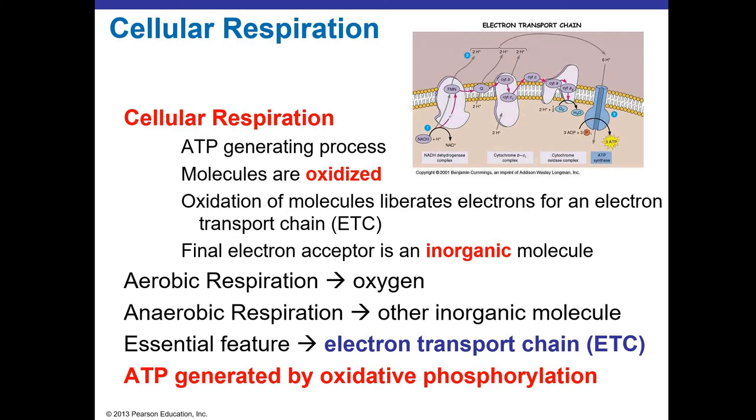In cellular respiration, the final electron acceptor is an inorganic molecule. As we said, aerobic respiration, it's going to be oxygen. Anaerobic respiration, other inorganic molecules, as we'll see, things like nitrates and sulfates come to mind. An essential feature is the electron transport chain. That is really going to be the bank where we're going to cash in our potential energy and exchange it into ATP. The big umbrella process is that ATP is going to be generated by oxidative phosphorylation. We're using oxidation to eventually make ATP by phosphorylation.